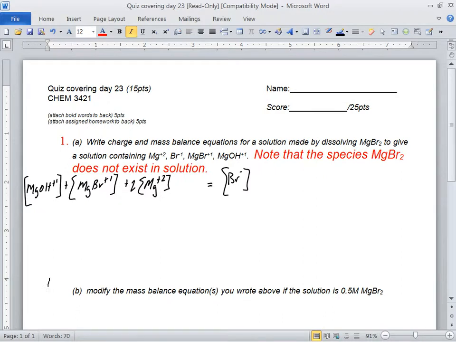No, you didn't say 2. This is not easy stuff here, Danielle. How would you write a mass balance equation? Danielle, how would you write the mass balance equation?